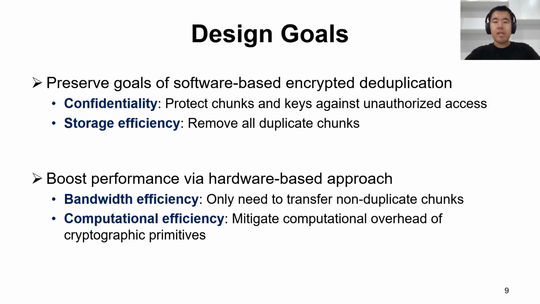SGX-Dedup is designed for two groups of goals. In the first group, it aims to preserve the goals of existing encrypted deduplication in protecting chunks and keys against unauthorized access while removing all duplicate chunks for storage efficiency. In the second group, SGX-Dedup aims to boost performance via a hardware-based approach. Specifically, it performs source-based deduplication to mitigate the transfer of duplicate chunks. Also, it mitigates the computational overhead of OPRF and POW.